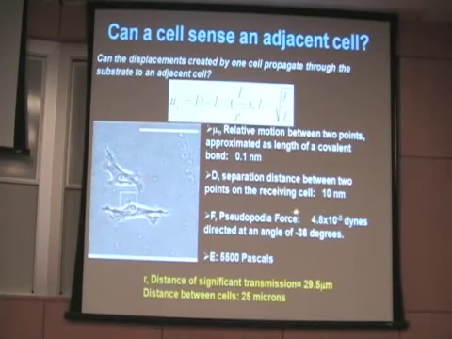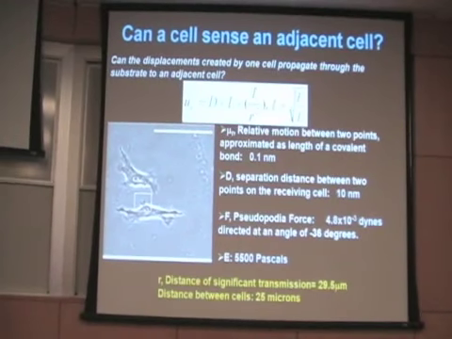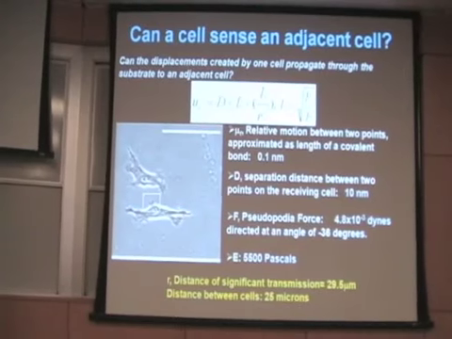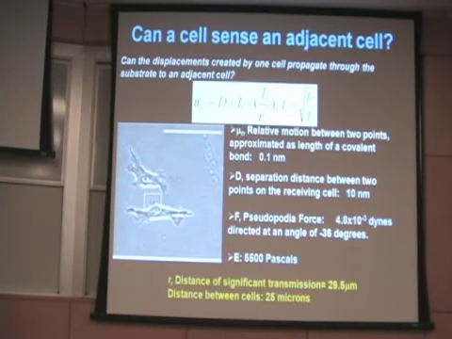And the way we approximated this was to calculate the force the pseudopod was exerting using traction force microscopy. And we looked at basically the distance between the two cells. And then we modeled this cell and its ability to sense an adjacent cell based on whether or not 2 points or 2 antennae on the receiving cell would shift relative to each other, right? So if there was some relative motion within the cell, that it could then sense changes in its substrate.